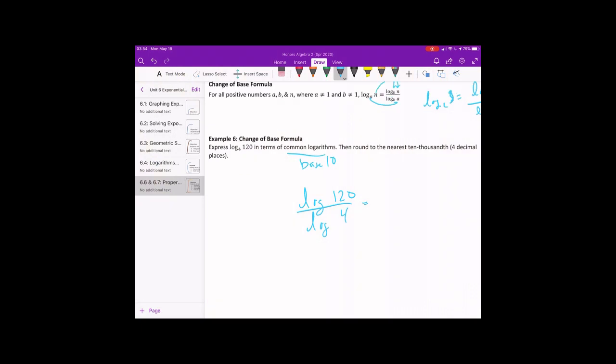And so doing that, we're going to get log base 10 of 120, closing parenthesis, divided by log of 4. And we see that that is 3.4534. Again, 3.4534 is the answer there. And again, this is an approximation.